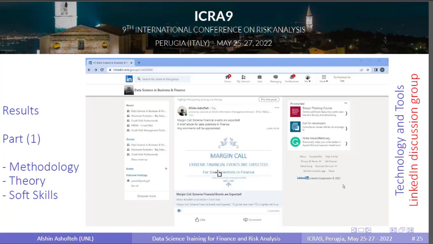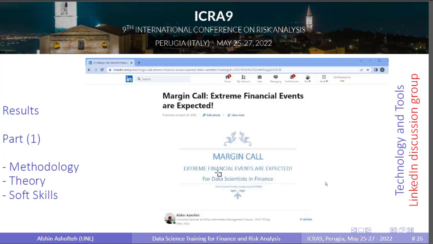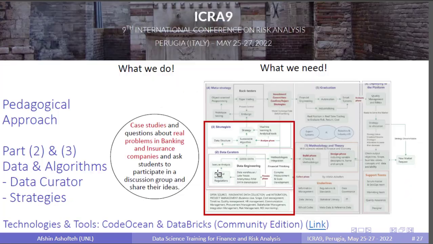I also, as the teacher, provide them some short articles about the new modeling approaches or recent ideas about financial analytics. And they have this opportunity to share their ideas or even correct me if they know better about that recent revolution or event in financial markets or financial data science.